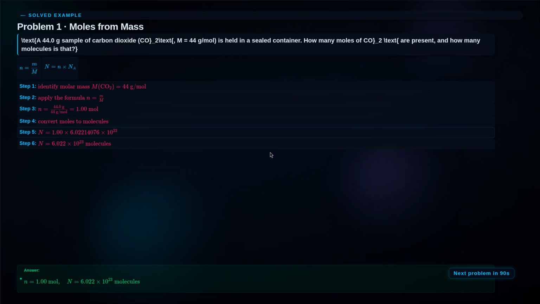Step 2. Substitute the values. N equals 3.5 times 6.022 times 10 to the 23rd. Step 3. Multiply. 3.5 times 6.022 equals 21.077. So N equals 21.077 times 10 to the 23rd. Step 4. Write the result in scientific notation. N equals 2.108 times 10 to the 24th particles. Final answer, 3.5 moles of water contains 2.108 times 10 to the 24 molecules.